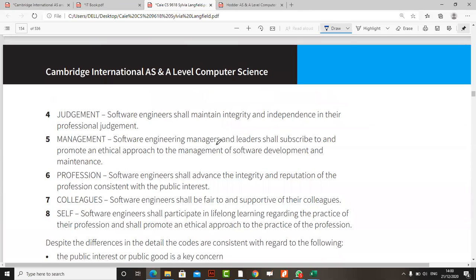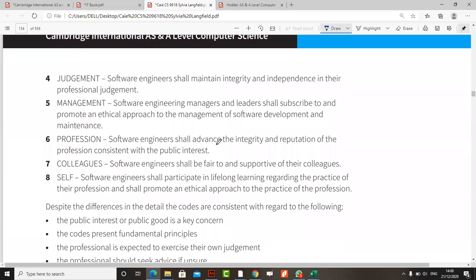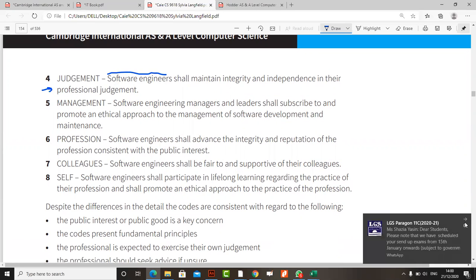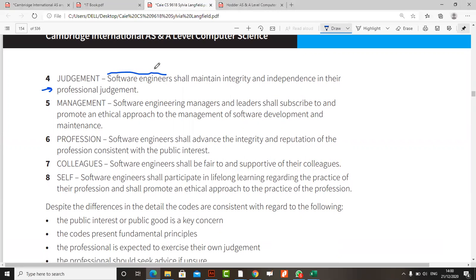Judgment. Software engineers shall maintain integrity and independence in their professional judgment. So software engineers should be independent in their professional judgment. What do they mean by that? That there should be no way that software engineers are being forced to do something forcefully. So they should maintain their own integrity, and they should be independent in their own judgment.